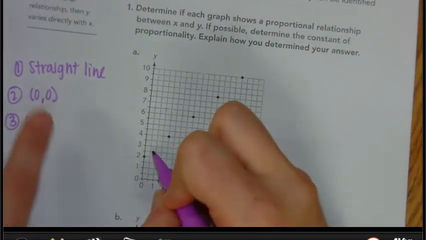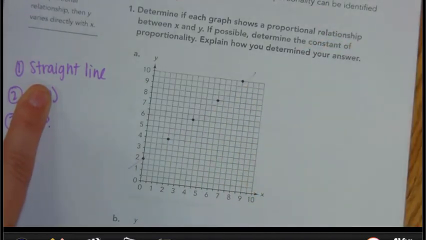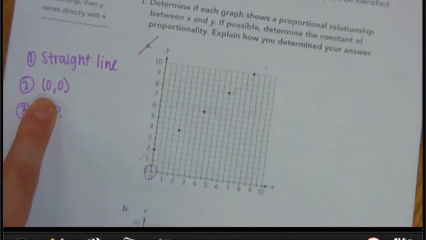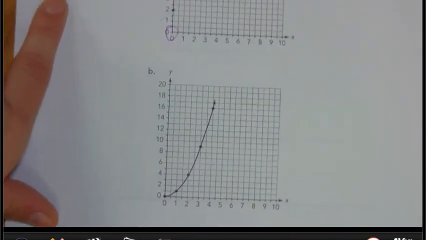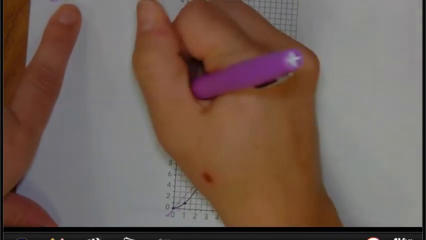All right, let's take a look. Does letter A pass my first rule? Yep, it passes my first rule. Does it pass my second? Does it go through 0, 0? No, it does not go through 0, 0. So then we're good. All right, letter B, does it pass my first test? Is it a straight line? Nope, it does not pass my first test of a straight line.